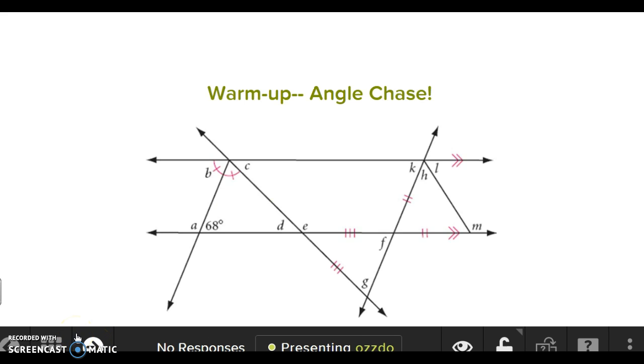Okay, please take a minute and answer this warm-up. Make sure you get A through M. At least make a good attempt at it. Okay, we've been doing these for a few days now, so hopefully they're getting a little easier for all of us. Okay, so please pause the video and then resume it, and I will give you the answers.